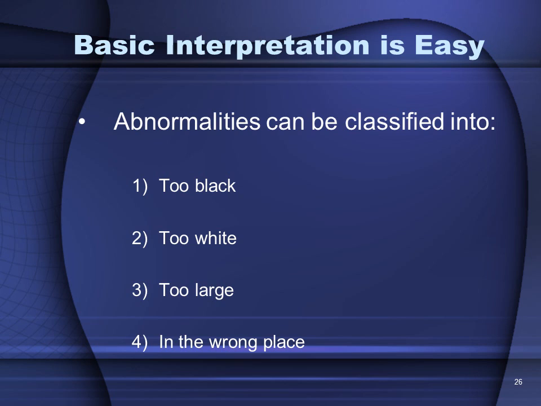Too black and too white really refer to those properties of transmission, attenuation, etc., and those depend on atomic number, how much of the energy or the strength of the beam is being absorbed, the density of the tissue, etc. Too large and in the wrong place rely on your knowledge of anatomy and anatomical relationships within a region of the body. So for these two, you have to have some foundation in anatomy.